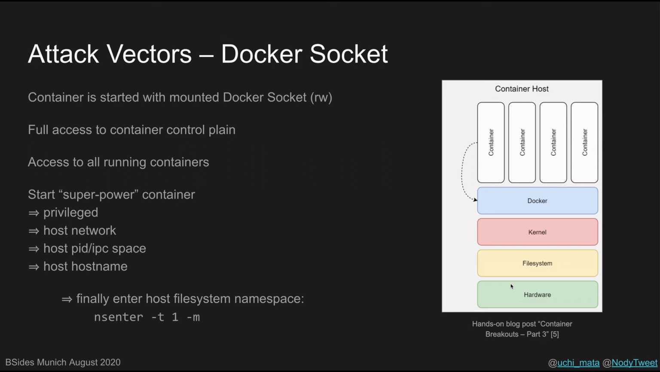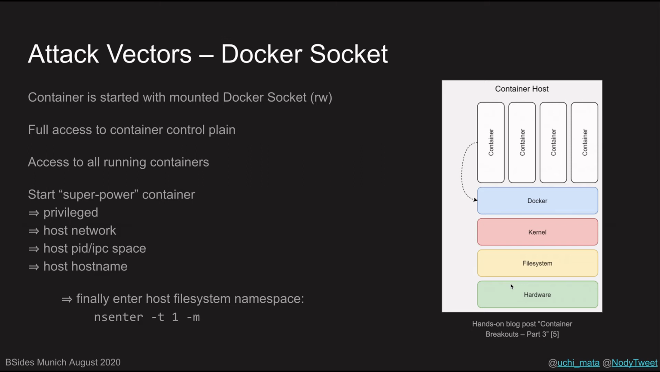For example, you make a superpower container, which is privileged. You have access to the host network. You can directly interact with other processes by IPC and even modify the host namespace. And the last step to get out of the box is switching the mount namespace, which you can do with the system command nsenter. With nsenter -t 1 -m, you are in the mount namespace of the host's init process, and then you actually are owning the system. That's also an attack vector.